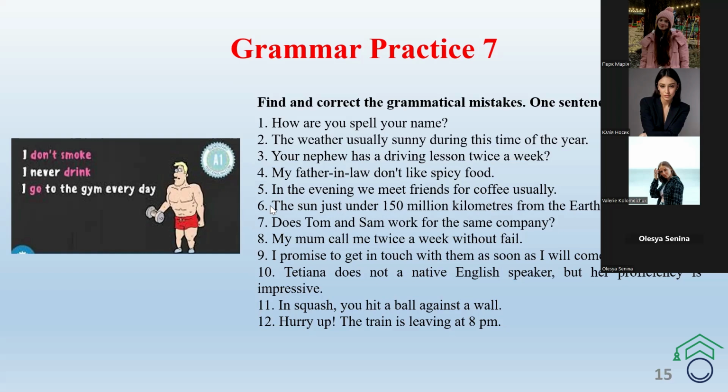Sentence 6. The sun just under 150 million kilometers from the earth. Where is the mistake? Yes, we need to add "is". The sun is just under 150 million kilometers from the earth. Okay. One more sentence, please. Does Tom and Sam work for the same company? Do Tom and Sam work for the same company? Yeah, you're right. Because Tom and Sam, they, yeah.